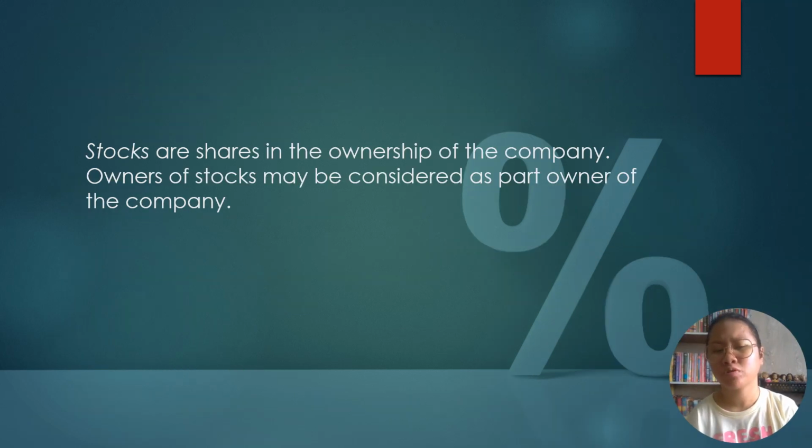Let's proceed to stocks. Some corporations may raise money for their expansion by issuing stocks. Stocks are shares in the ownership of the company. Owners of stocks may be considered as part owners of the company. There are two types of stocks, common stocks and preferred stocks. Both will receive dividends, but preferred shareholders will be paid first.